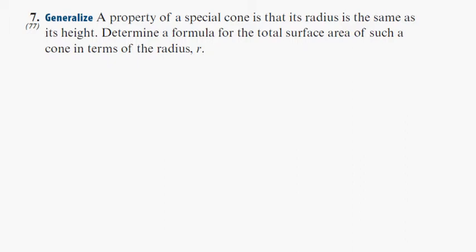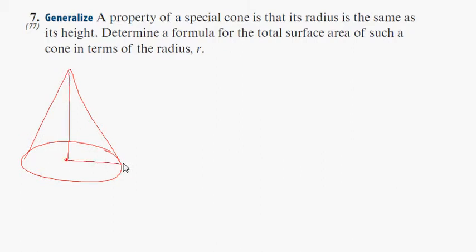Number 7 is asking us to determine a formula for the total surface area of a cone that has a radius that's the same as the height. Let's start with a sketch of our cone. And we know that if this represents our height and this represents our radius, h is equal to r. And we're finding the total surface area.